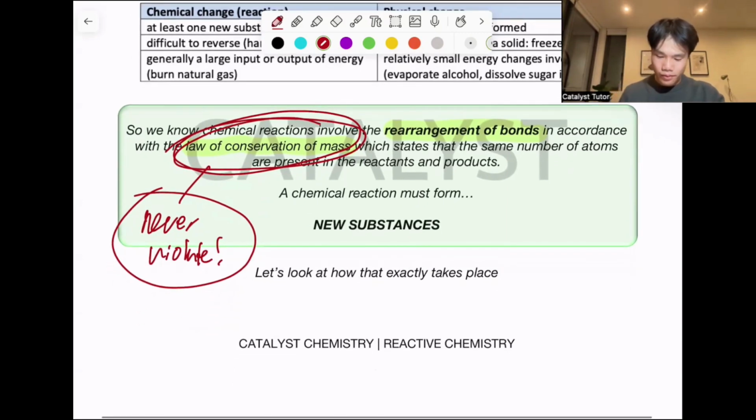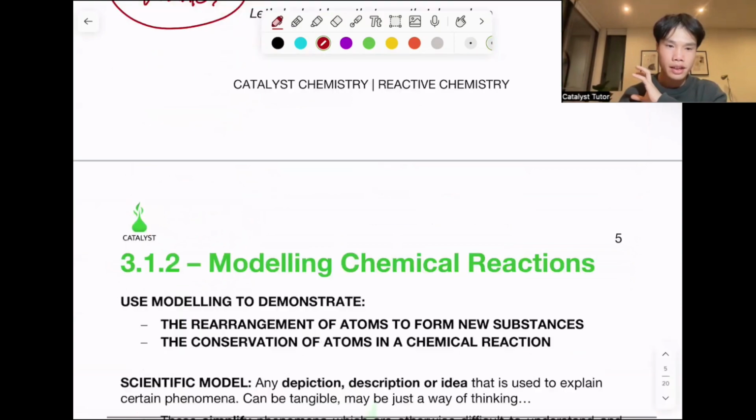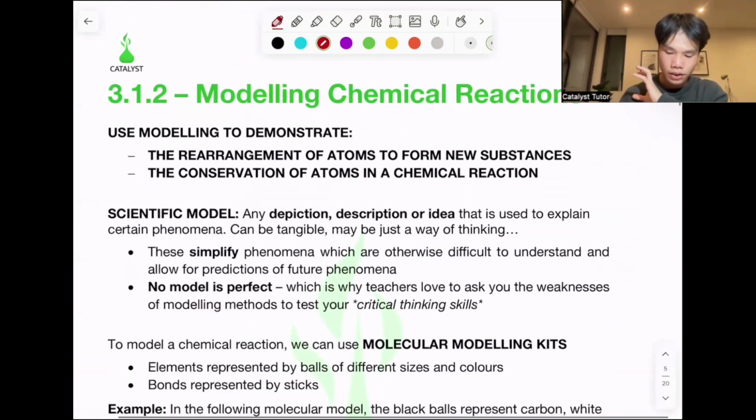All right. And finally, because you've rearranged bonds, you've kept the same matter, but rearranged it in a different form. So you have the same number of atoms with different reactants, different products. You have to have made new substances in your chemical reaction. So let's see how that can take place in a few different scenarios.